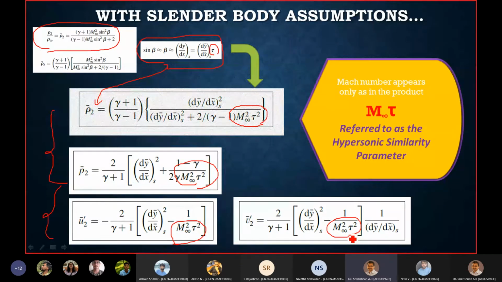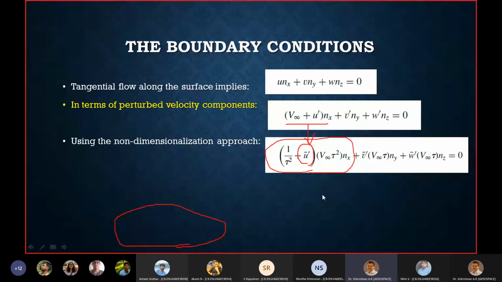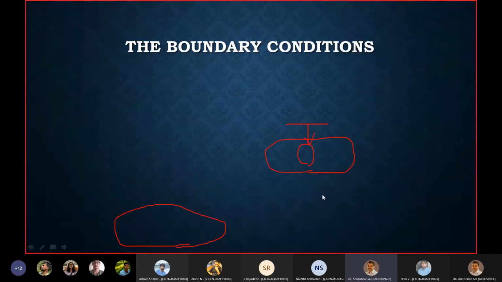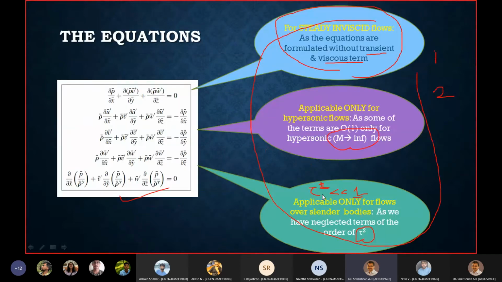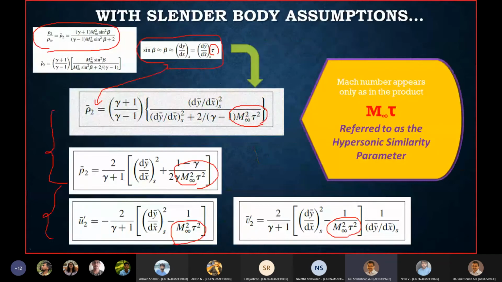So we don't see Mach number independently in the boundary conditions here, and of course in here we don't have Mach number at all. We have everything in terms of velocity components, and we have equations we have seen already. Because of this, the product M infinity into tau is referred to as the hypersonic similarity parameter.